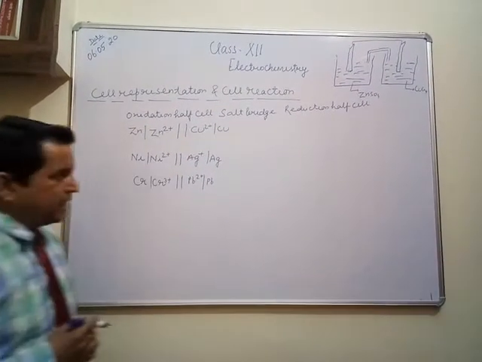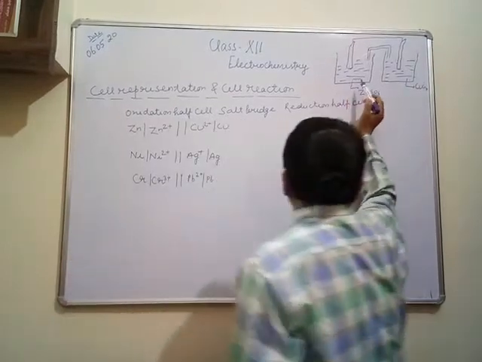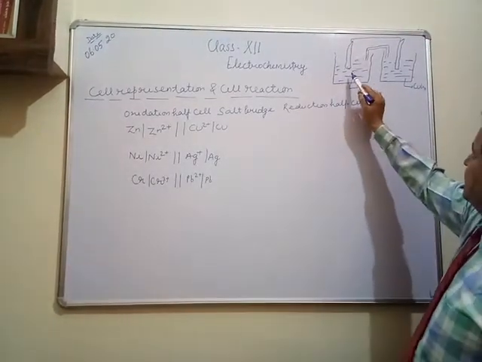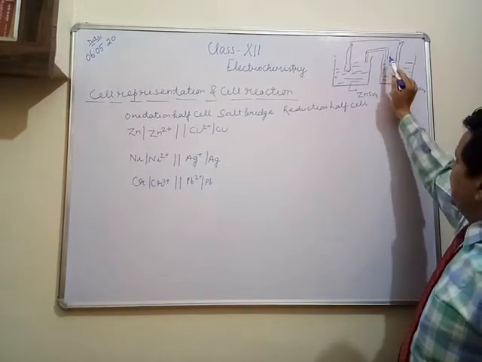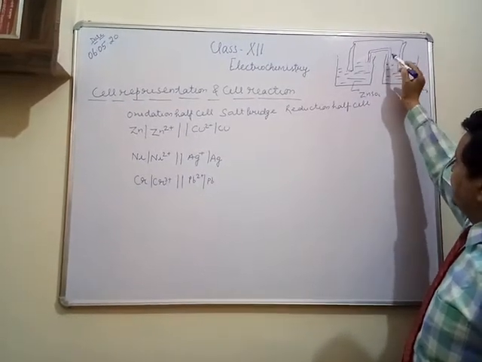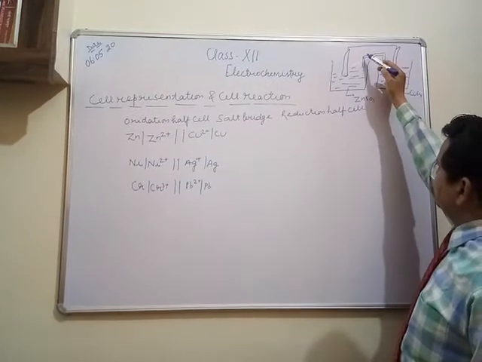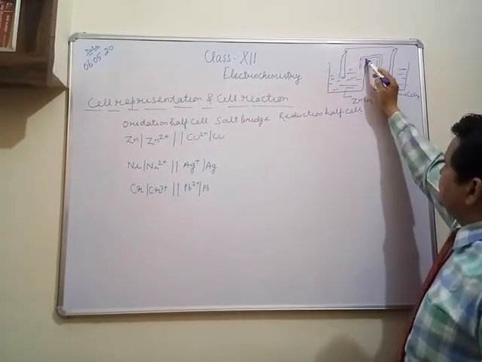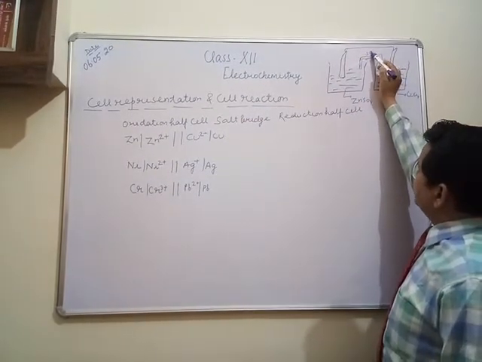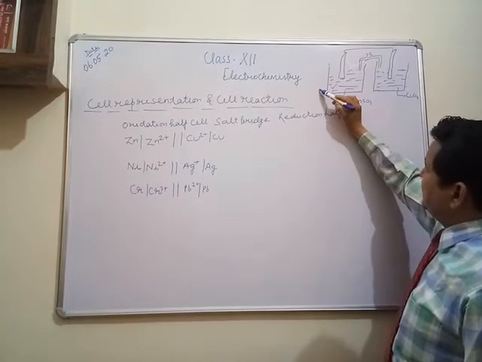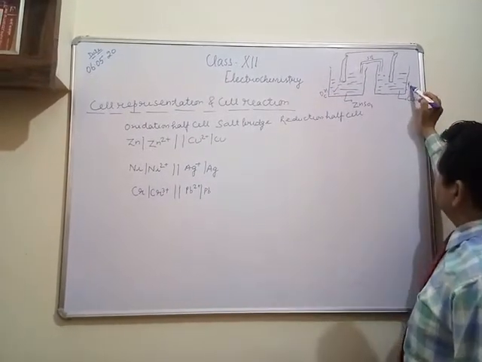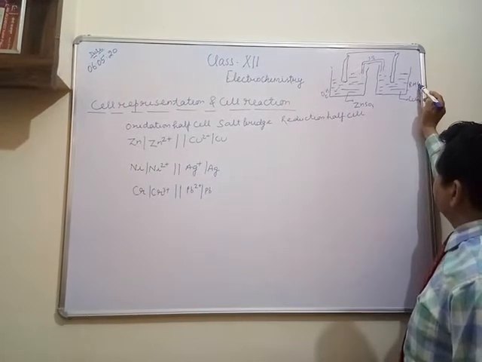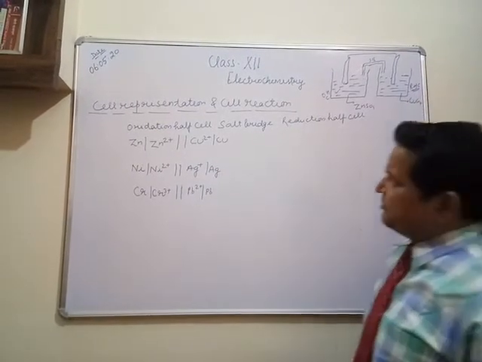You have seen the galvanic cell; I have drawn a rough diagram over here. You can see there are two containers and one U-shaped glass tube, which is called the salt bridge. This is one half cell, the oxidation half cell, and this is the reduction half cell. About the same we have discussed already, right? Now how do we represent the cell?